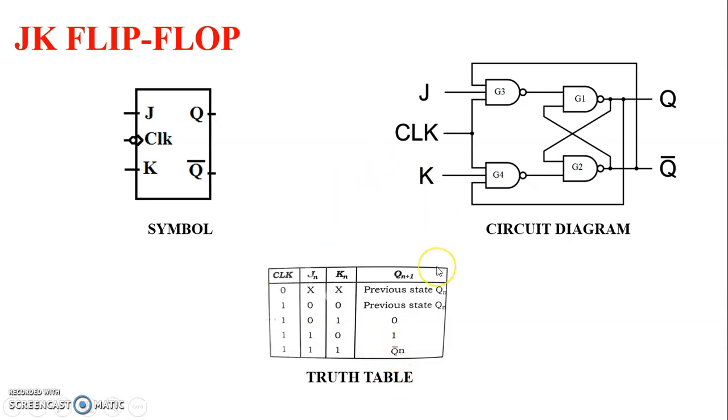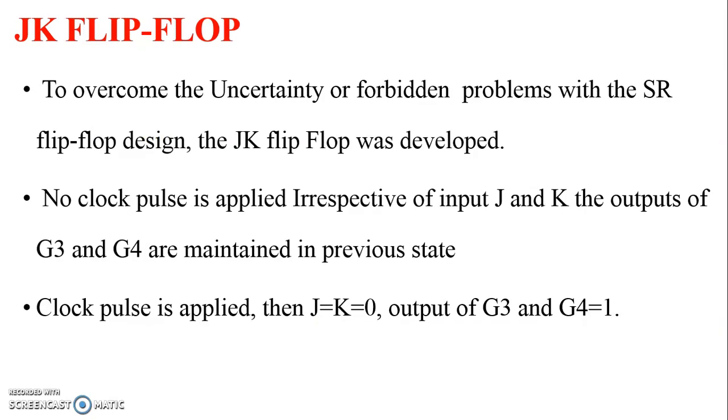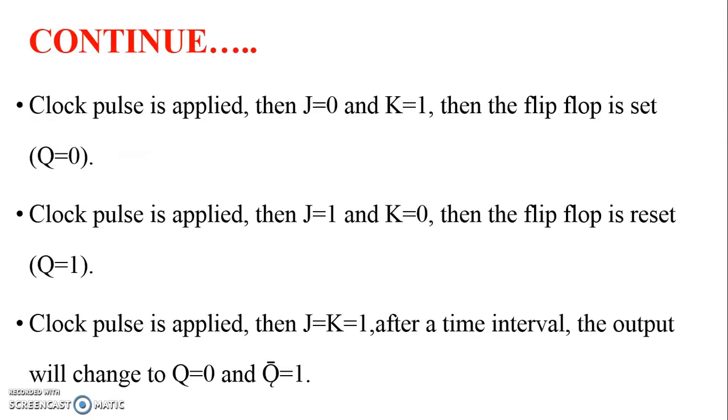So in this JK flip-flop, we have one disadvantage, that is, race conditions occur. To overcome this race condition, we go with a master-slave flip-flop. Two JK flip-flops are combined together by using one inverter. In these two slides, the operations of the JK flip-flop were explained.